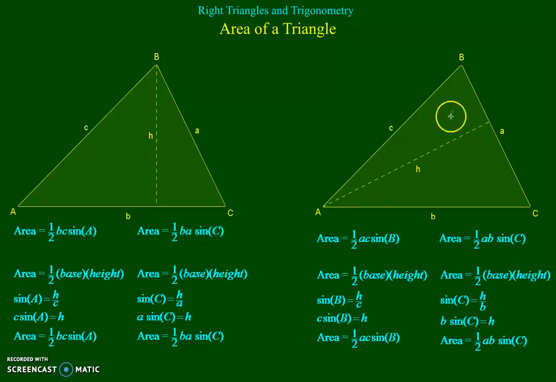Now this height is going to be SOH: sine B equals H over C. Solving for H again, we get C sine B equals H. So the area of this triangle can be described as 1/2 the base, which is A, times the height, H, which we said was C sine B.